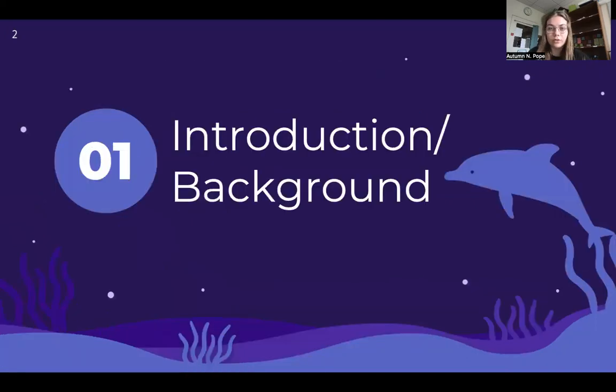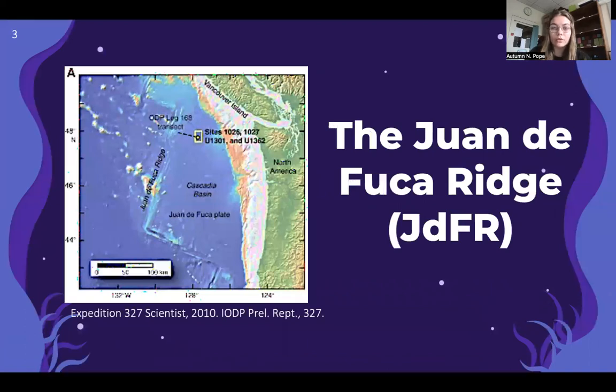So here's my introduction to the Juan de Fuca Ridge. This is an area in the Pacific Ocean. It's right off the coast of Oregon. It's this yellow box right here. That is where we got our samples from. And just know I'll be abbreviating the Juan de Fuca Ridge as the JDFR.